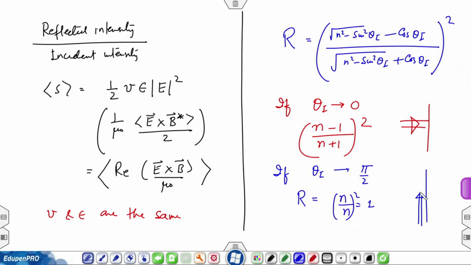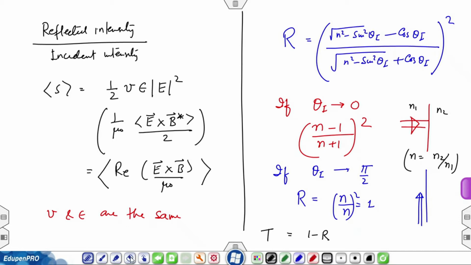Keep in mind that if the two sides are n1 and n2, then n actually refers to n2 over n1. It is a relative refractive index of one medium with respect to the other. From this, you can calculate the transmission coefficient T, which is 1 minus r. You could also calculate it by using E transmitted and the corresponding Poynting vectors.